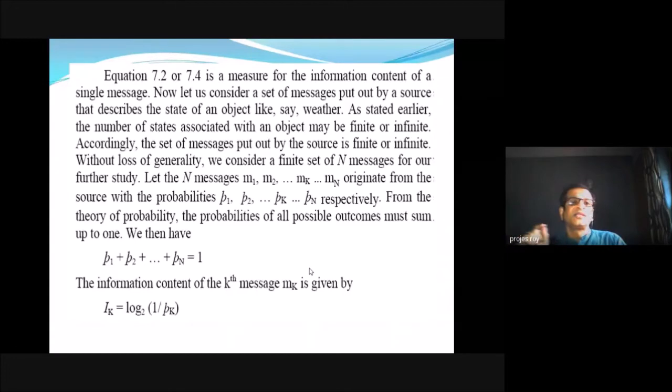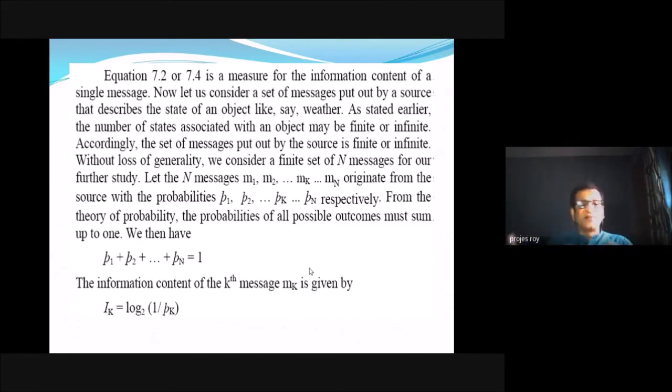Measure of information content of a single message. Now, let us consider a set of messages put out by a source that describe the state of an object, say weather. As stated earlier, the number of states associated with the object may be finite or infinite. Accordingly, the set of messages put out by the source is finite or infinite. Without loss of generality, we consider a finite set of n messages. Let message 1, message 2, message 3, up to message n originate from the source with probabilities p1, p2, p3, up to pn respectively. From the theory of probability, the probabilities of all possible outcomes must sum to one. Here you can see p1 plus p2 plus p3 plus p4 up to pn is equal to 1.